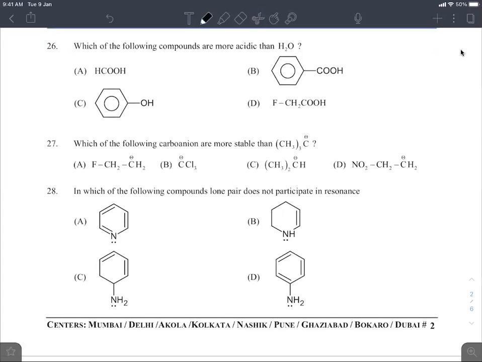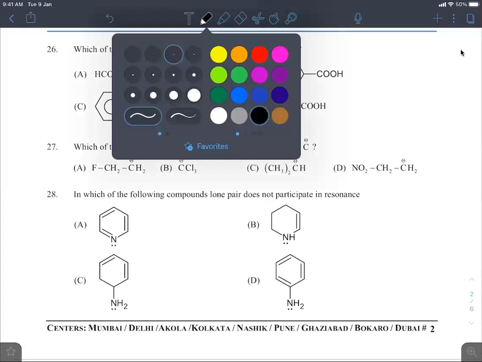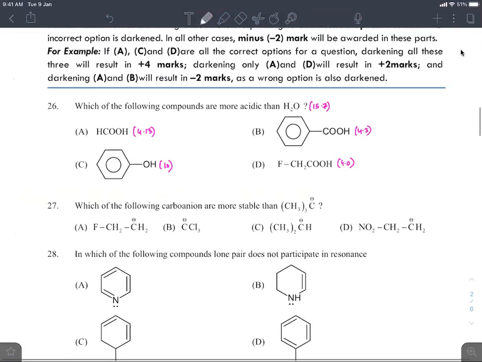Which of the following compounds are more acidic than water? I gave you the complete list of family of compounds. 15.7, formic acid 4.13, benzoic acid 4.3, phenols 10, and this is acetic acid, which is normally between 4 to 5. So here it may be approximately around 4. Got it?